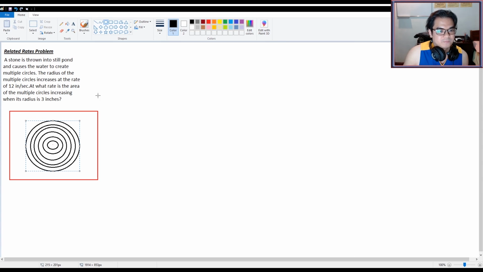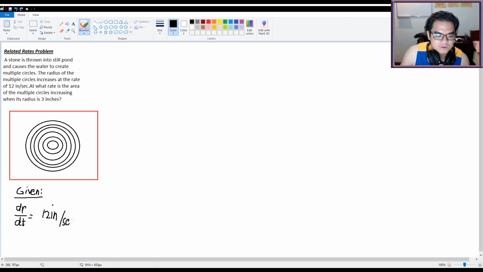and the radius of the multiple circles increases at the rate of 12 inches per second. Since we are given that, that is the rate of the radius. Therefore, let's write here the given: rate of radius, that is dr over dt, and that is equal to 12 inches per second.